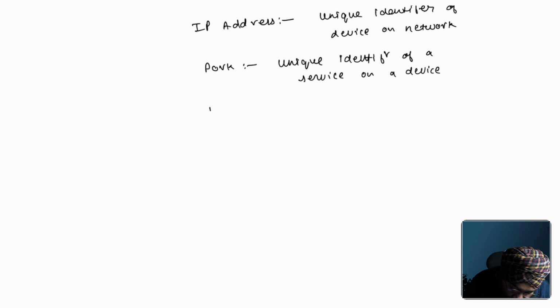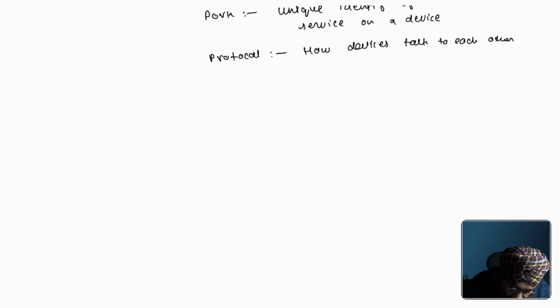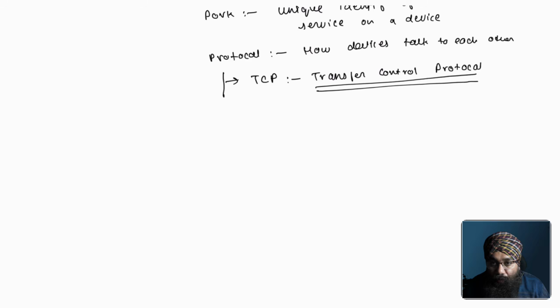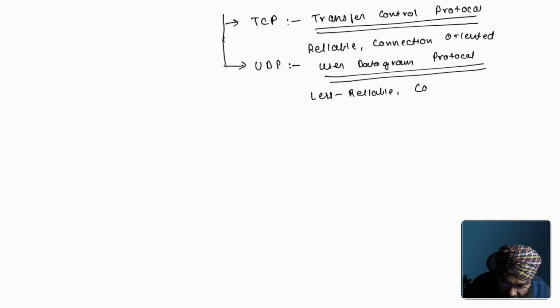What is a protocol? How devices talk to each other. The common protocols are TCP, which stands for Transfer Control Protocol. This is the most popular protocol, and basically it means that I have sent something to another computer, so I should get back the information that what I have sent is received there. So it is more reliable and more connection oriented. Then we have UDP, which stands for User Datagram Protocol. It is less reliable, connectionless, but it is faster than TCP.